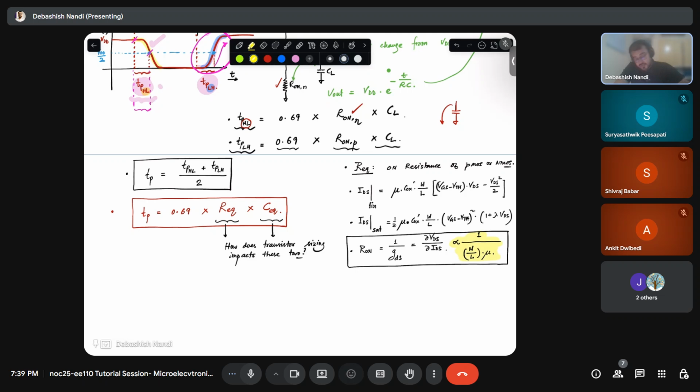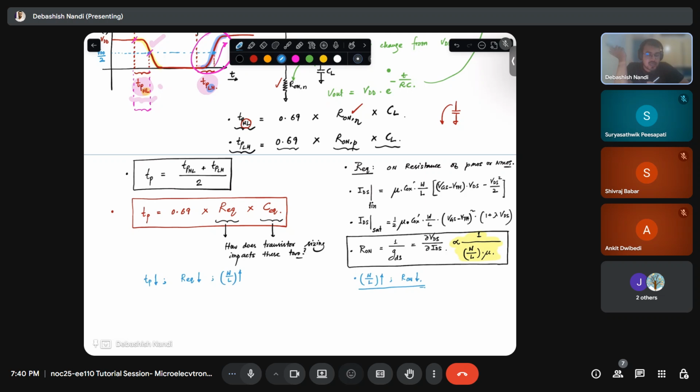Okay, sir. Fine. So what we note is that if my W by L increases, my R on decreases. By the way, what do I want, higher delay or lower delay? Lower delay. I want lower delay. So I want my TP to be small. For that I want my R equivalent to be small. For that I want my W by L to be higher.